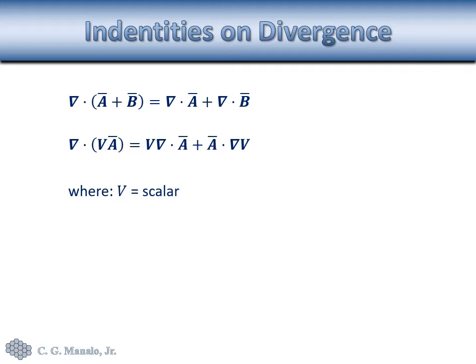We also have identities about divergence. For example, the divergence of the sum of two vector fields is the sum of their individual divergences. Also, if we get the divergence of a vector field that is multiplied by a scalar, what we get is this expression.